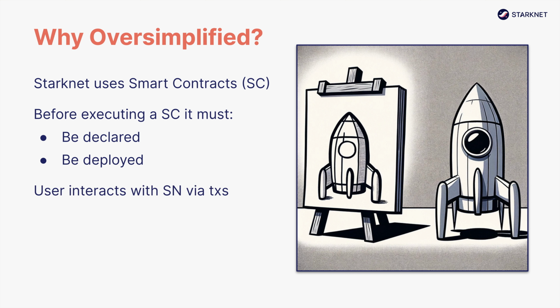Users interact with smart contracts on Starknet using transactions, which means that there are modules for signing and verifying signatures that were not shown in our oversimplified diagram. As we move along in the course, we will add more details to how Starknet actually works step by step. For now, the diagram shown before is a decent approximation.